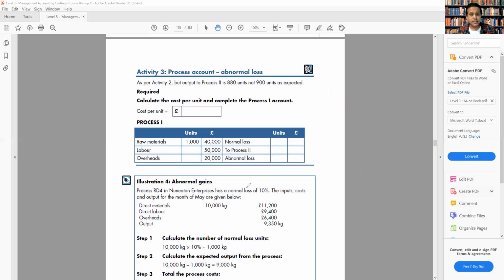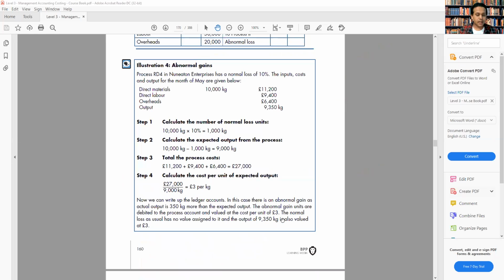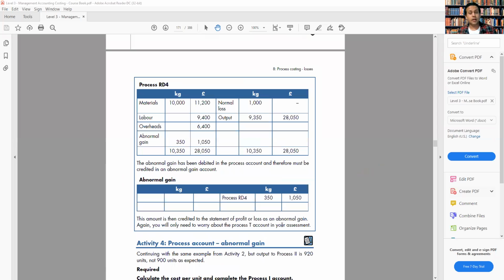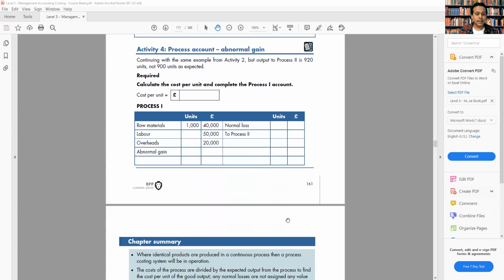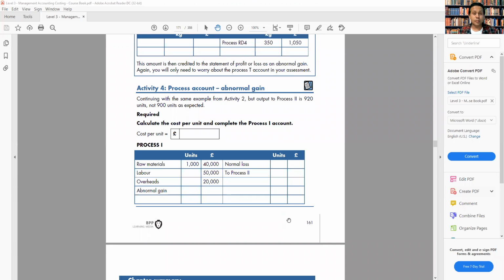The next one we have is abnormal gain. Abnormal gain is like, after the expected loss, maybe my expectation was 80 unit, but I have 85 unit actual output. If this is the result, if I produce more than the expected, that is called abnormal gain. So let's have a look at that. Continuing with the simple example, same example from the activity 2. So we're still following the same example from activity 2, but output to process 2 is 920 unit, not 900.